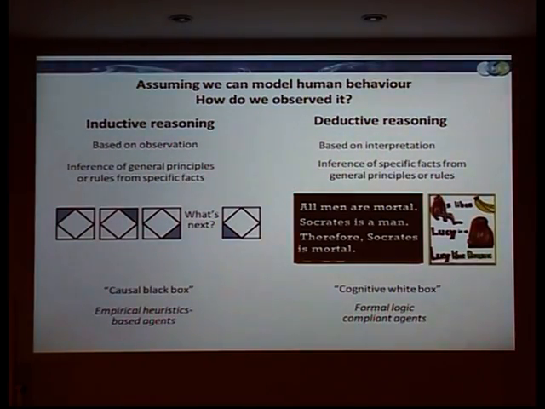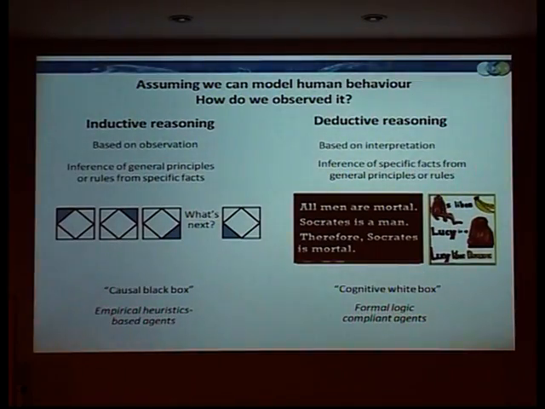So when we look at those two ways of reasoning, we can say this is a causal black box. We don't know what the cause is. If you look at agent-based models, then we can say they're empirical heuristic-based agents, so it's based on observation. Whereas the deductive reasoning side here is basically a cognitive white box. We don't really know what goes on in the head. The cognitive box, as I call it, is what goes on in the head. So in an agent-based context, you would have formal logic compliant agents.